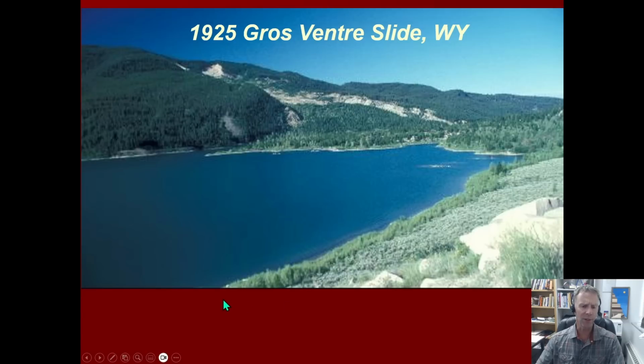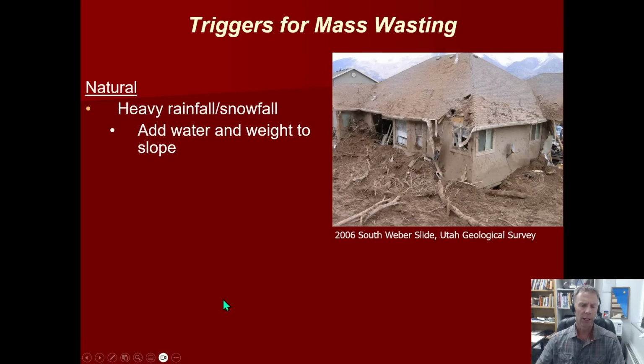So we've looked at some of the factors that govern mass wasting, and let's round up this episode by looking at different triggers. What are some things, either natural or human caused, that actually cause slopes to fail? The photo here is actually from 2006. This is down in northern Utah. You can see the damage to the home here.